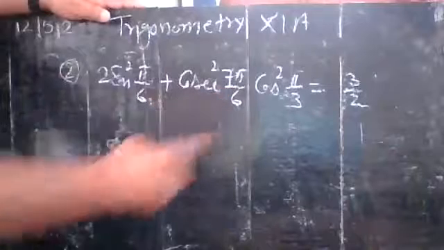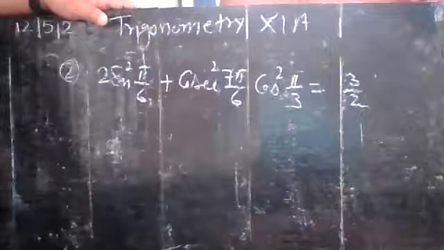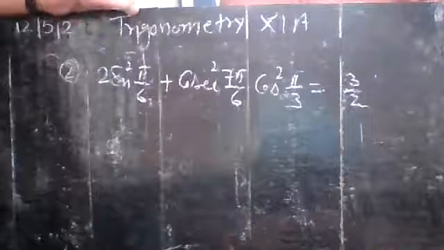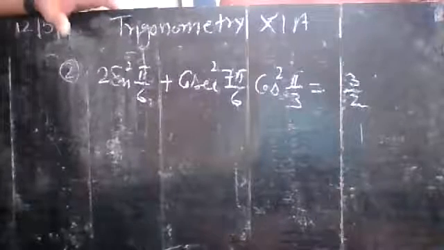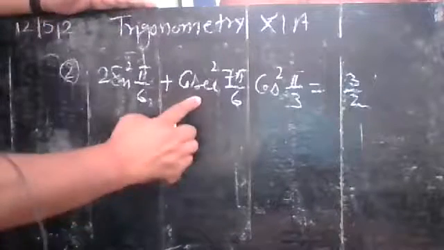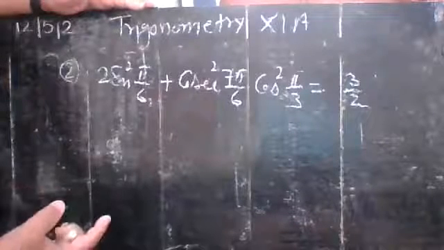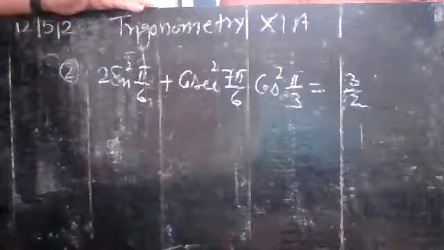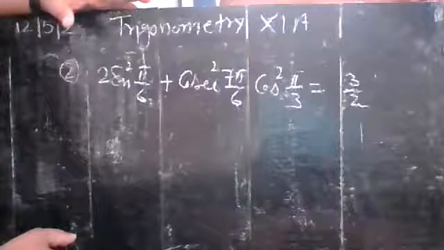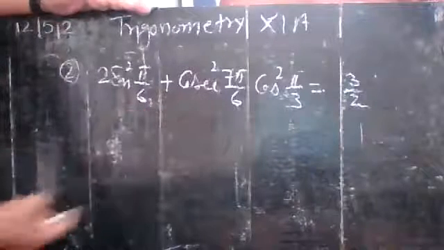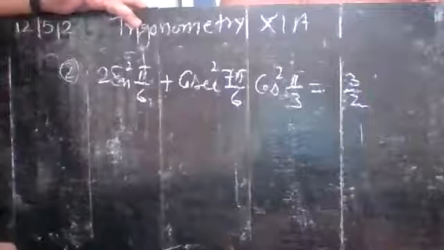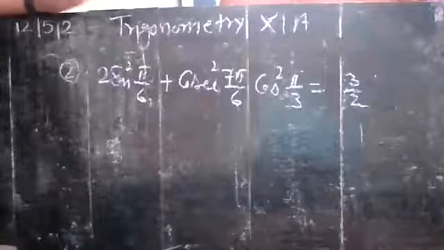In place of 7 pi by 6, what do you write? Pi plus pi by 6. Now check, when you write pi plus pi by 6, in that case, cosec is lying in which quadrant? So pi plus x means it lies in the third quadrant. You have to learn it in this way. So in the third quadrant, cosec is negative. Okay, so applying it.